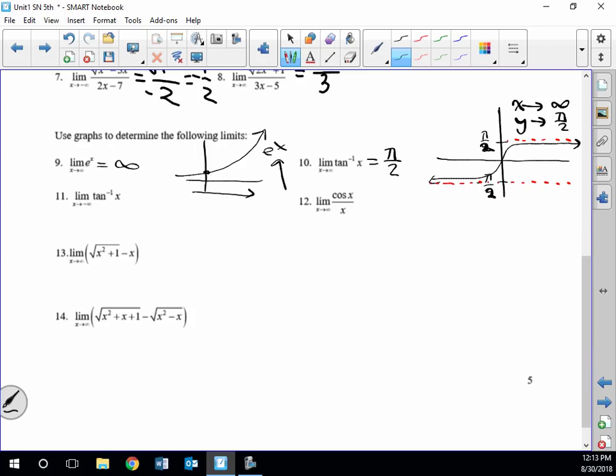So you really have to know the graph of inverse tangent in order to answer a question like that. There's no other way. It's not like you can just plug in infinity into inverse tangent and see what happens. You can't. So really the only way to understand that question is to graphically think about it. We can answer number 11 since we just answered number 10. It's going the opposite direction. So this one's going to be negative pi over 2.